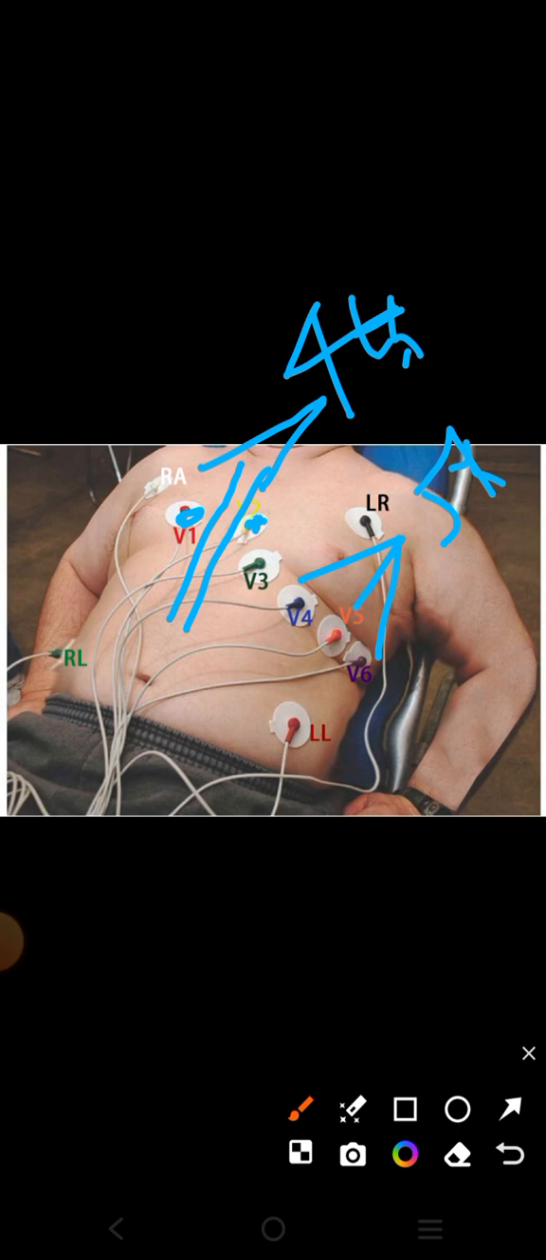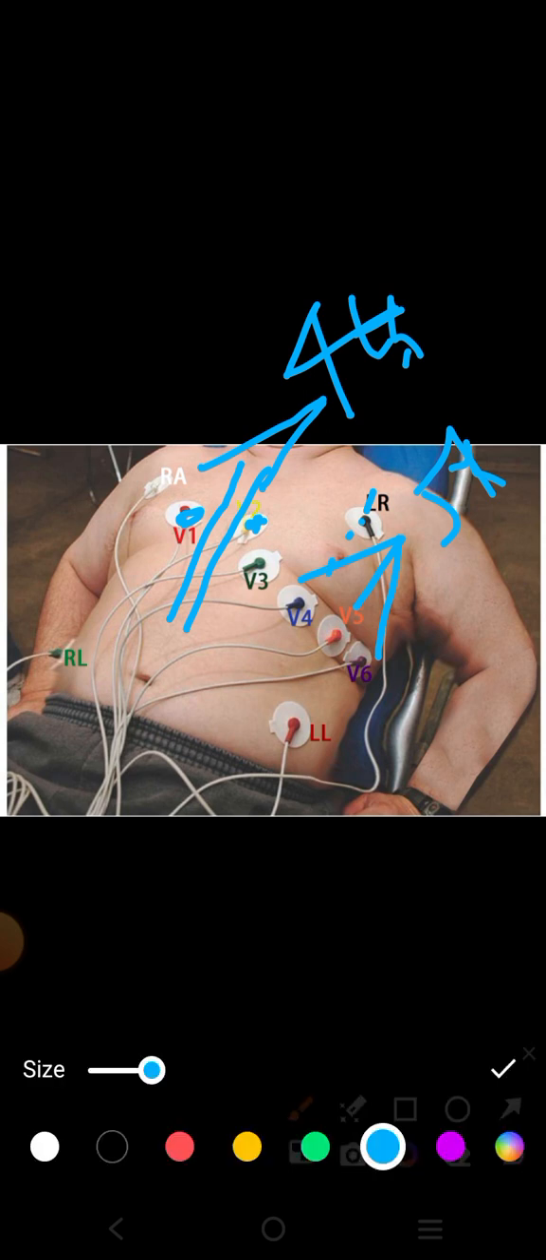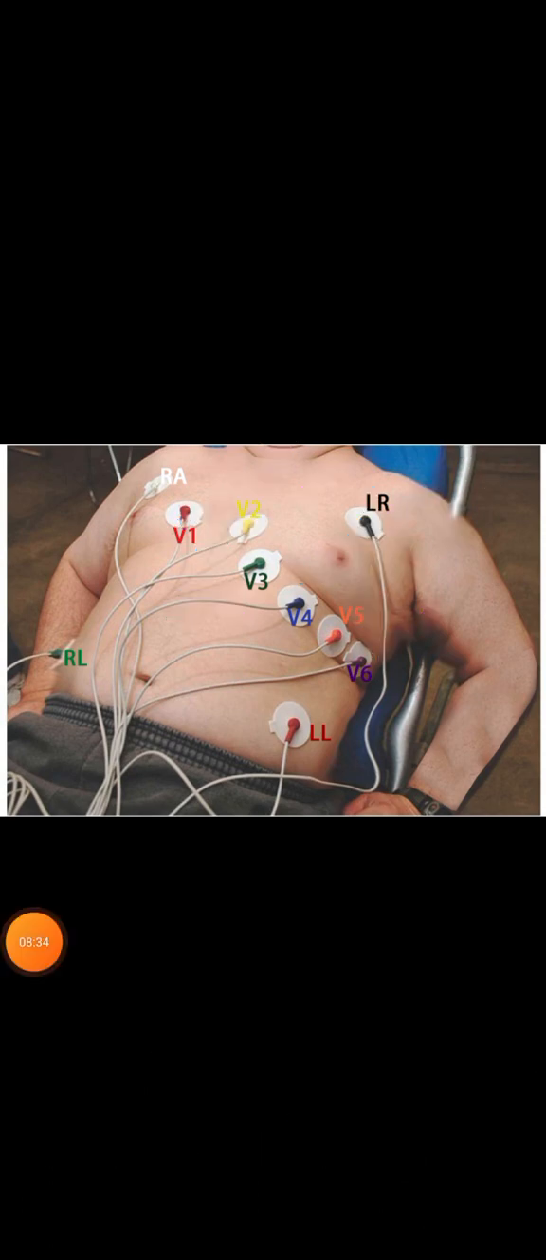And V4 is placed in the fifth intercostal space but in the mid clavicular line. Similarly, V5 is placed in the anterior axillary line. V6 is placed in the mid axillary line, right? And V3 is placed between V2 and V4. I hope this will be clear.